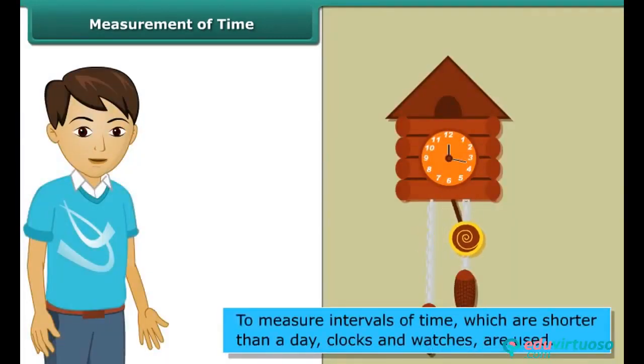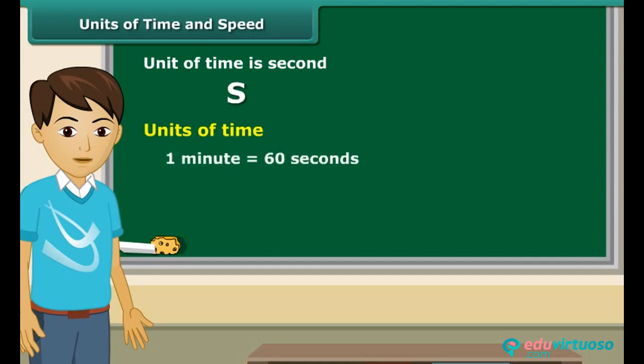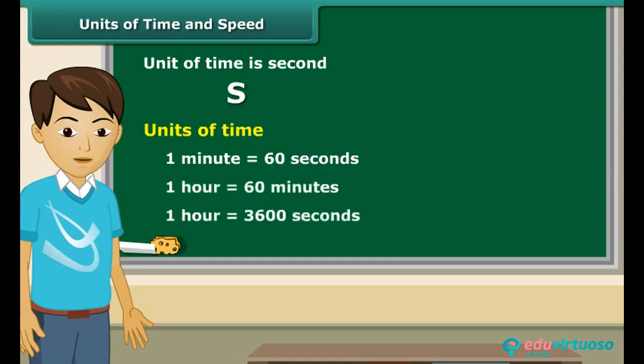To measure intervals of time, which are shorter than a day, we use clocks and watches. The basic unit of time is second. Its symbol is S. Larger units of time are minutes and hours. 1 minute is equal to 60 seconds and 60 minutes are equal to 1 hour. The basic unit of speed is meter per second. We can also express it in other units such as meter per minute and kilometer per hour. We write the symbols of all units in singular.